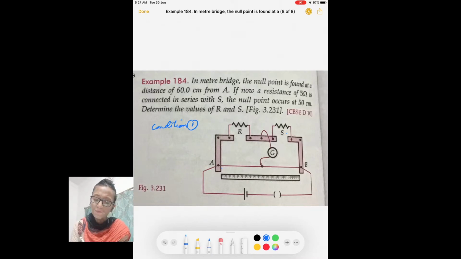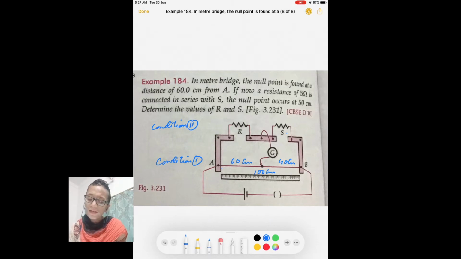Condition 1 is that a null point is found at a distance of 60 centimeter, and total length we know is 100 centimeter, so the remaining length is 40 centimeter, when only R and S are connected. This is condition 1. Now let me convert it into condition 2.